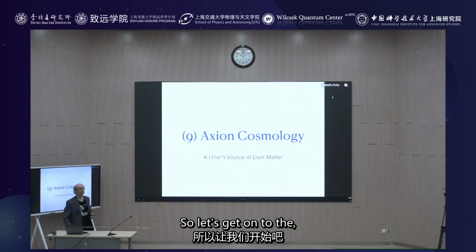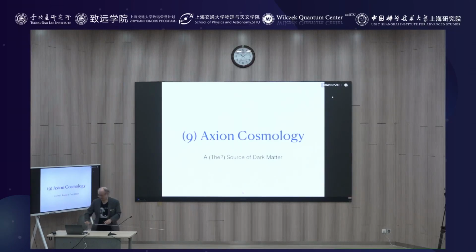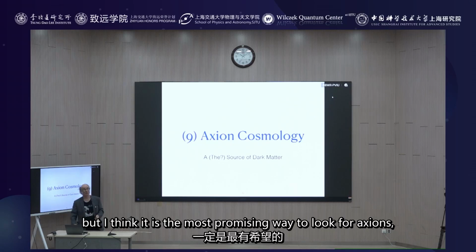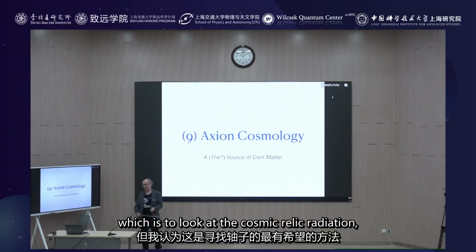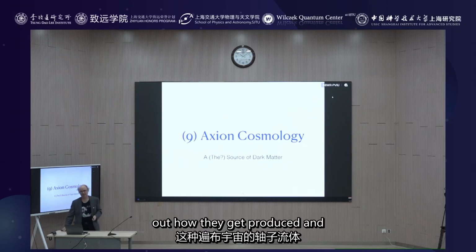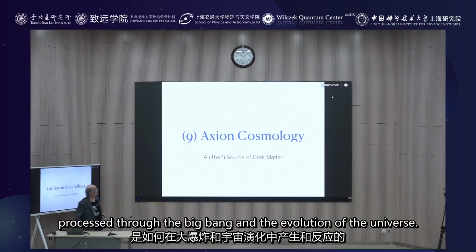So let's get on to the, well, I shouldn't say necessarily the most promising, but I think it is the most promising way to look for axions, which is to look at the cosmic relic radiation, the kind of fluid of axions that pervades the universe when you work out how they get produced and processed through the Big Bang and the evolution of the universe.